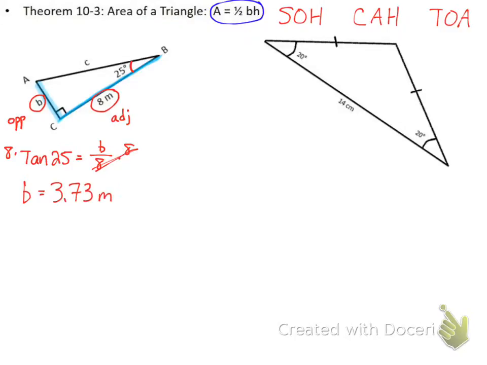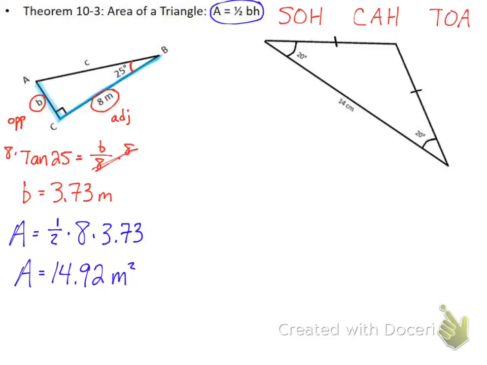These are meters. Once I'm there, then I can find the area by doing 1/2 times my base, which we're going to say is 8. Again, any side. And then the height, perpendicular to it, is that 3.73. So 0.5 times 8 times 3.73 gives me 14.92. And these are meters squared.